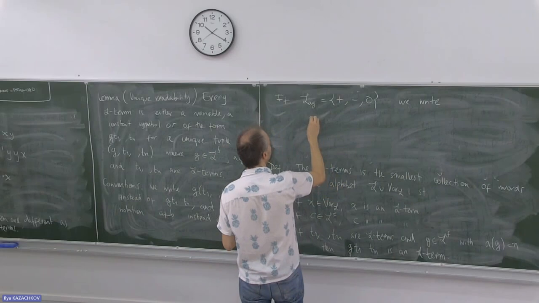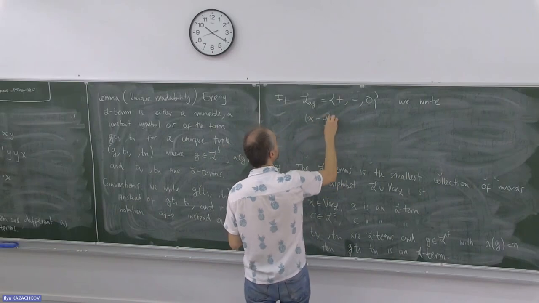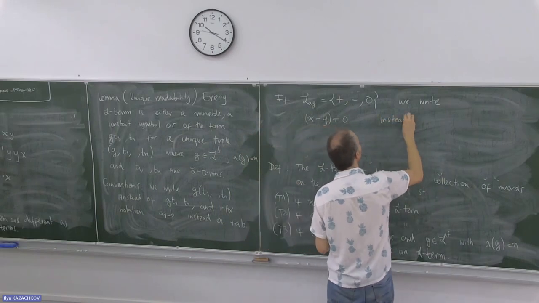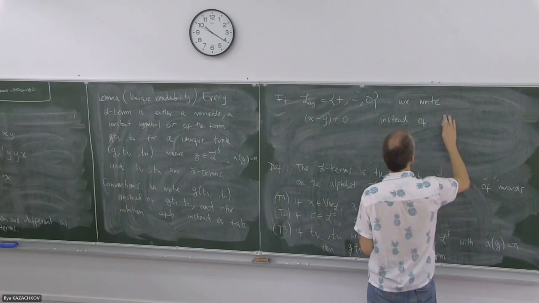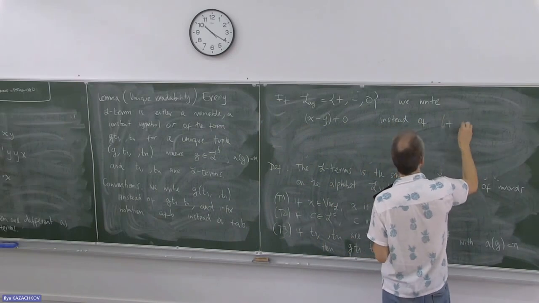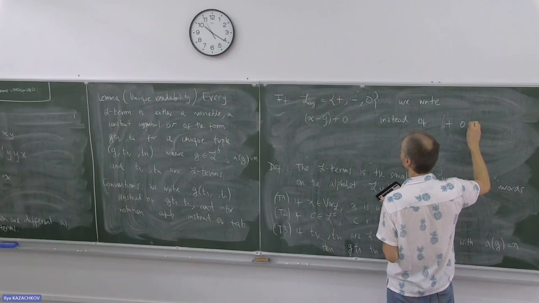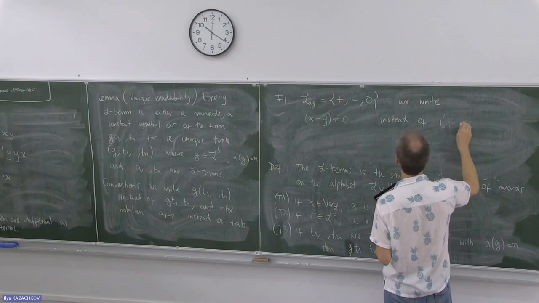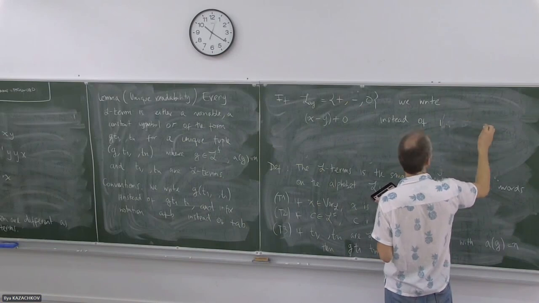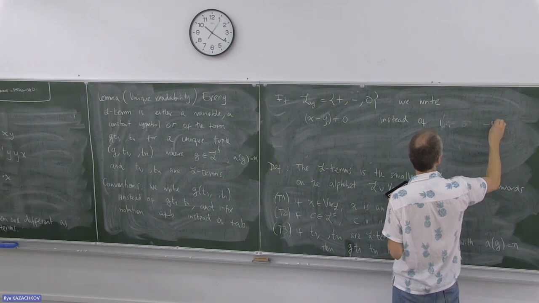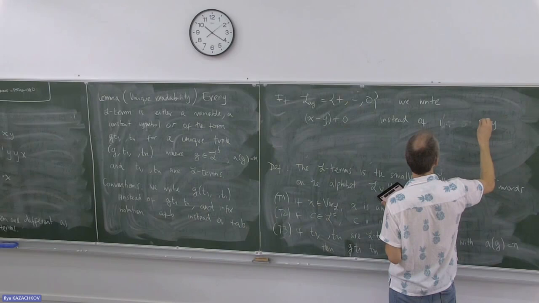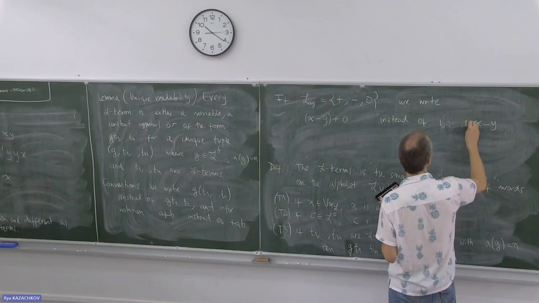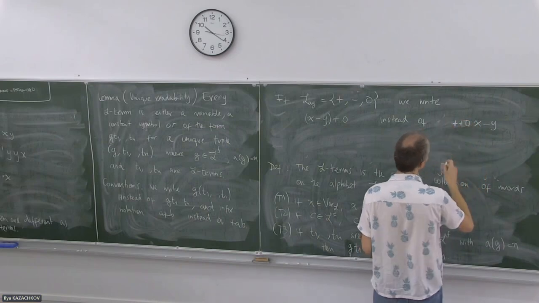Then we write, for example, x minus y plus zero. Sorry, this is like this: I have a plus, I have minus y, then I have x, then I have a plus, and then I have a zero here. Something like this, right?